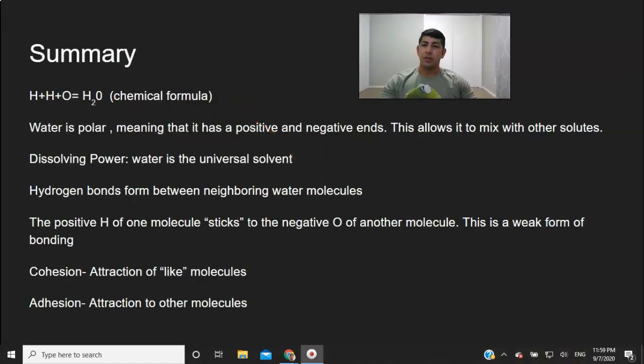And so here we have a quick summary of all the main points we discussed today. We talked about the chemical formula and the subscript of 2, and we know that water has 2 hydrogens and 1 oxygen. We learned that water is polar, meaning that it has a positive and negative end, and this allows it to mix with other solutes.